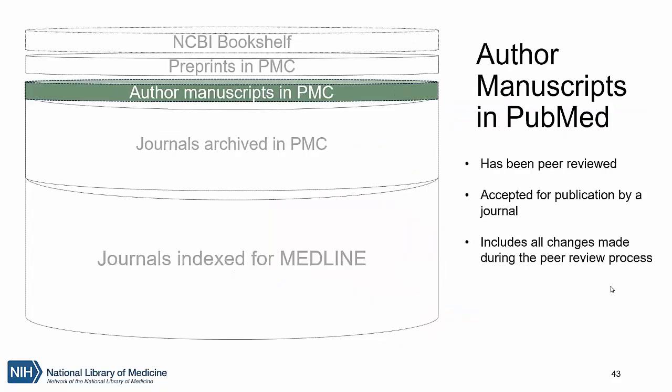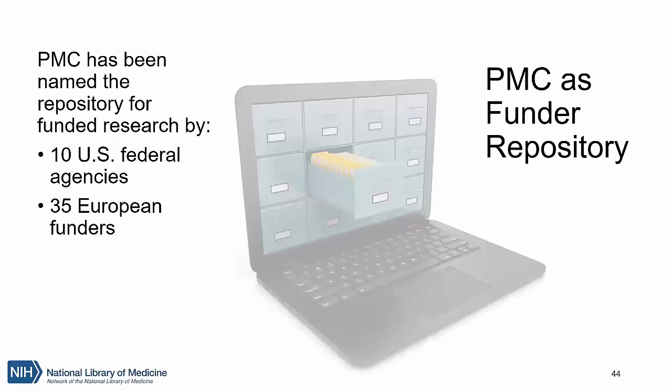We'll start with author manuscripts. Any author manuscript in PMC will have a corresponding citation in PubMed. The author manuscript is the version of a paper that has been peer-reviewed and accepted for publication by the journal. This version should include all changes made during the peer review process. Author manuscripts come from a variety of journals because of the large number of funders who have named PMC as their central repository for funded research.